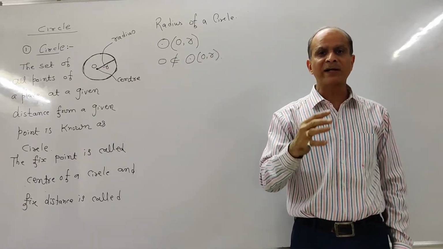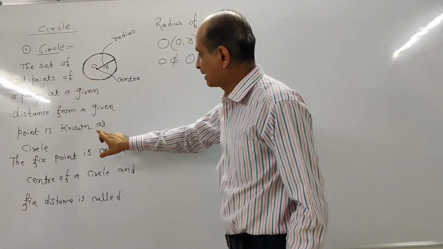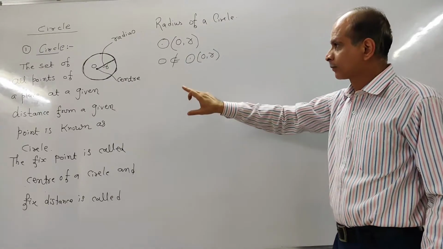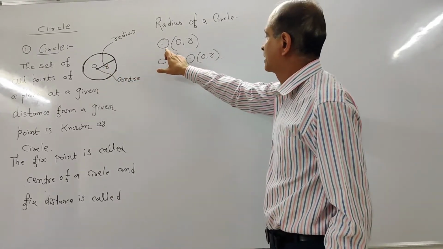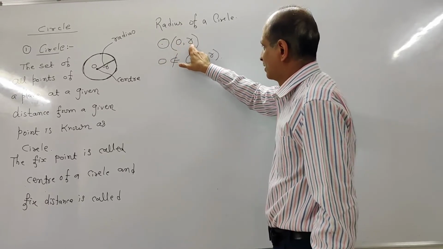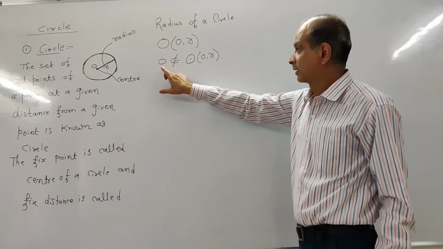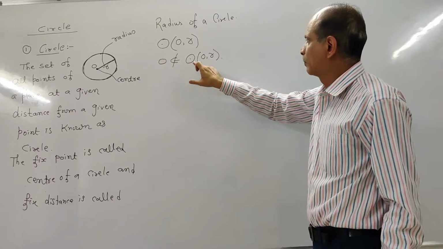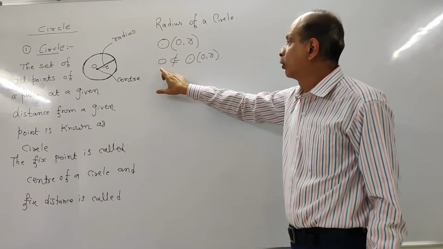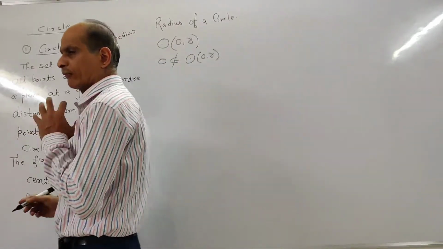Circle means only boundary lines, the set of points of boundary lines at a given distance from a given point, and that is known as circle, center, radius. In mathematics, it is denoted by circle with center O and radius R. You can also say one very important statement: center of a circle O is not a point of a circle. In symbolic notation we can write O does not belong to circle O, R. Well, so this is your first concept.